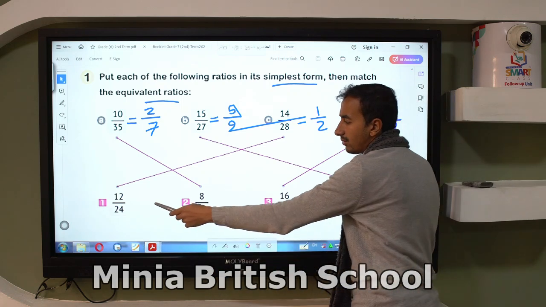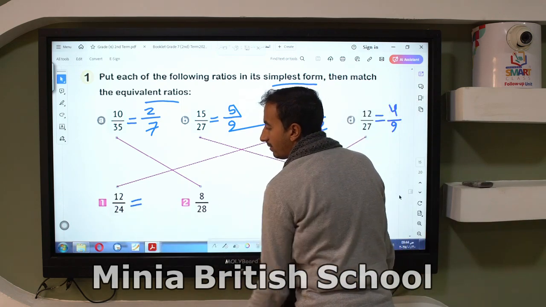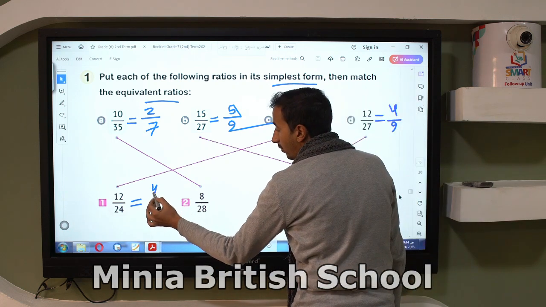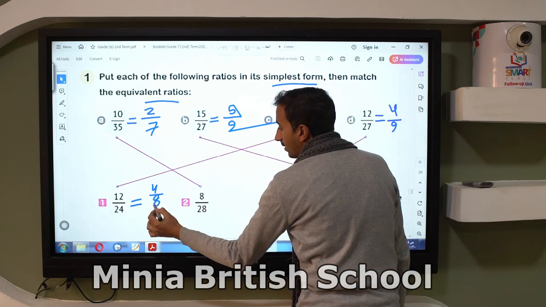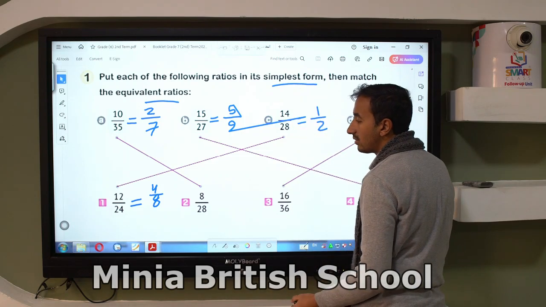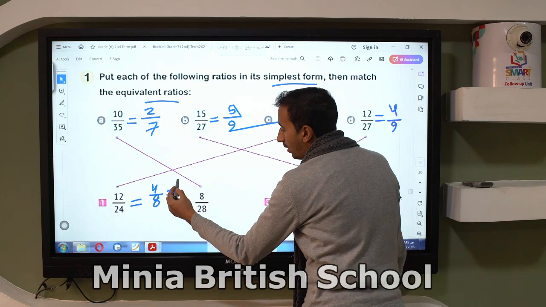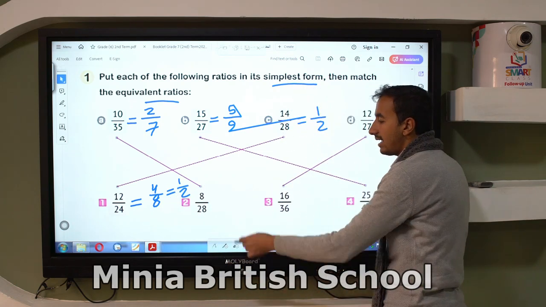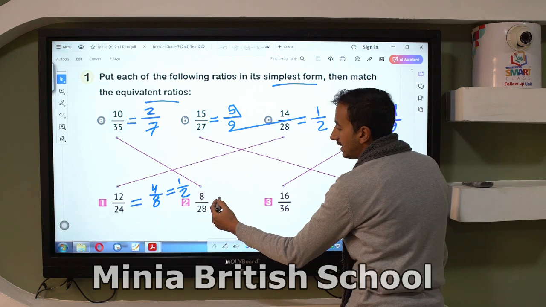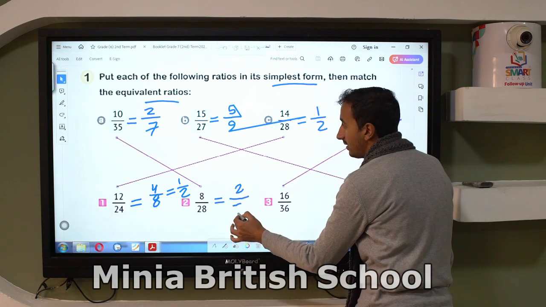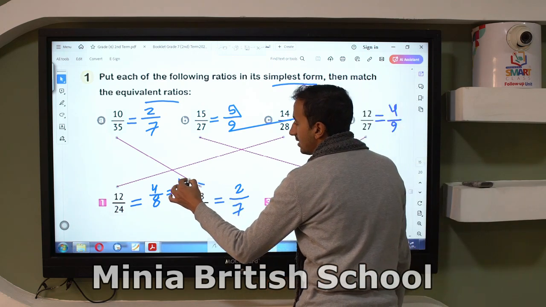Okay, here you can make the simplest form by dividing by 3, giving 4 over 8, or you can divide by 12, which equals 1 over 2. 8 over 28, the answer is divisible by 4, giving 2 over 7, as in the first step.